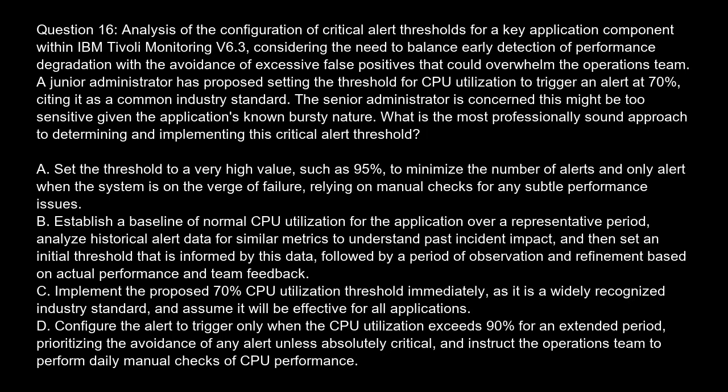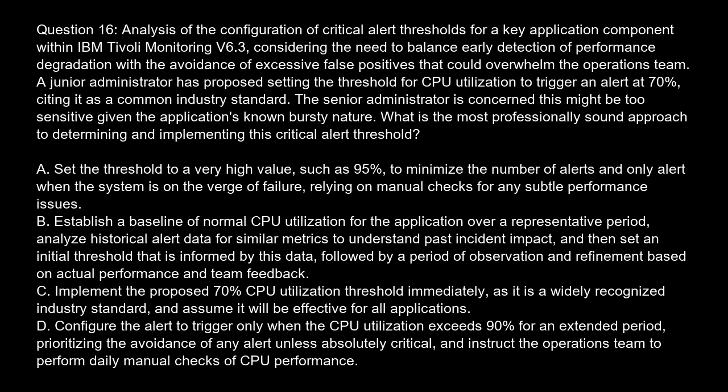Question 16. Analysis of the configuration of critical alert thresholds for a key application component within IBM Tivoli Monitoring v6.3. Considering the need to balance early detection of performance degradation with the avoidance of excessive false positives that could overwhelm the operations team. A junior administrator has proposed setting the threshold for CPU utilization to trigger an alert at 70%, citing it as a common industry standard. The senior administrator is concerned this might be too sensitive given the application's known bursty nature. What is the most professionally sound approach to determining and implementing this critical alert threshold?